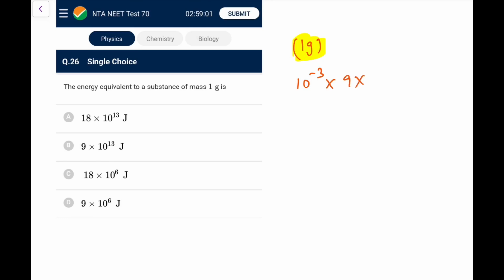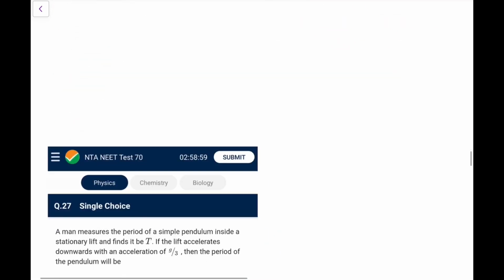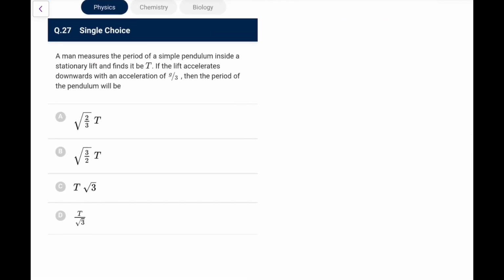C square is 9 into 10 to the power 16. So it comes out as 9 into 10 to the power 13 joules. Directly Einstein relation you have to use. Mass energy equivalence.